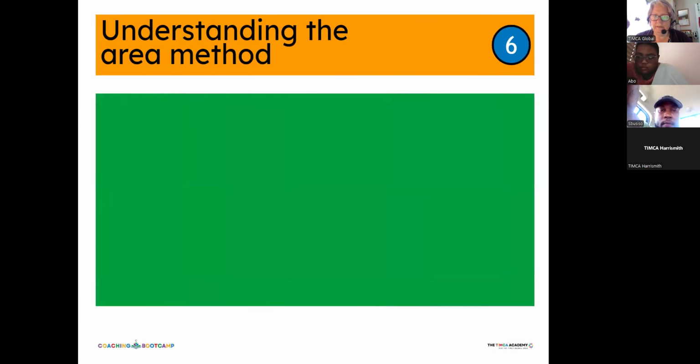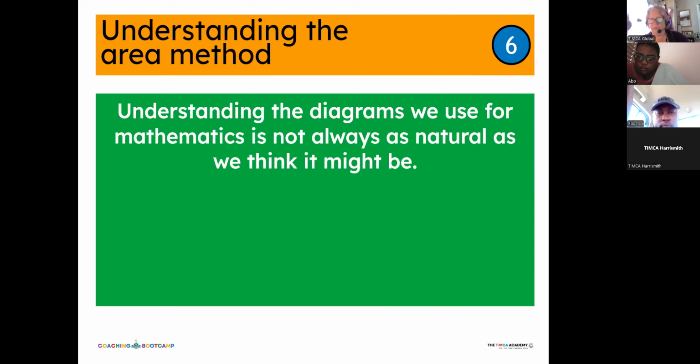Okay, now we're working into the area method. Okay, so now there's a big jump. Okay, so we've done quite a lot of examples with arrays, which is where we would spend a lot of time with children. And now we're going to jump to the area. Now, before we start this, I just want to read this to you because this is important.